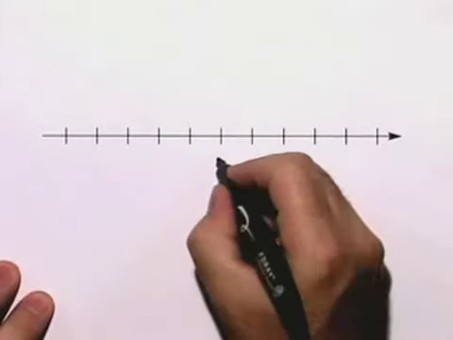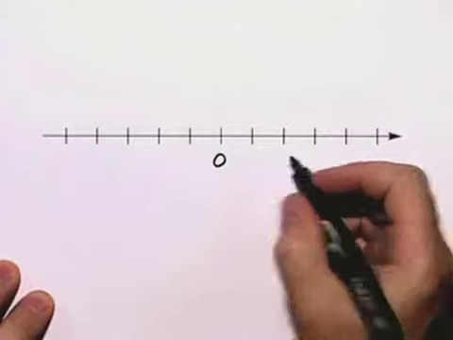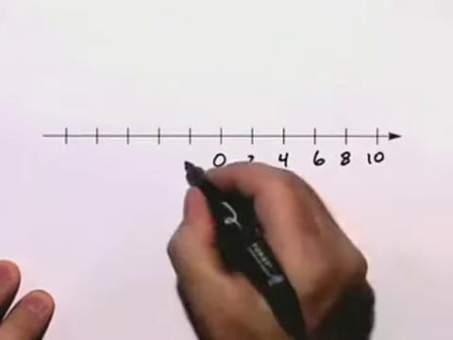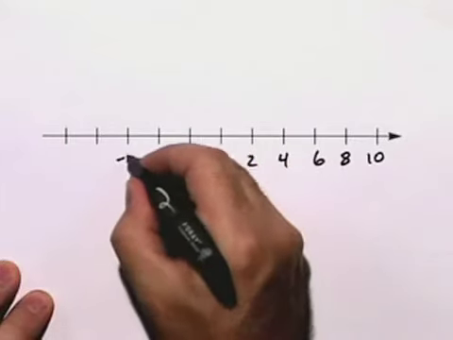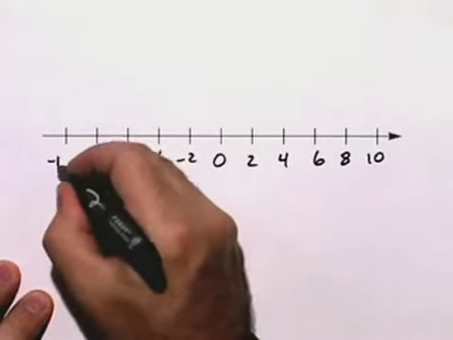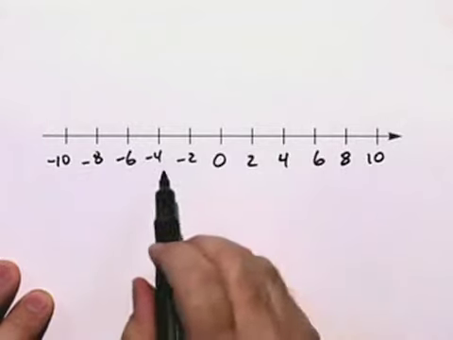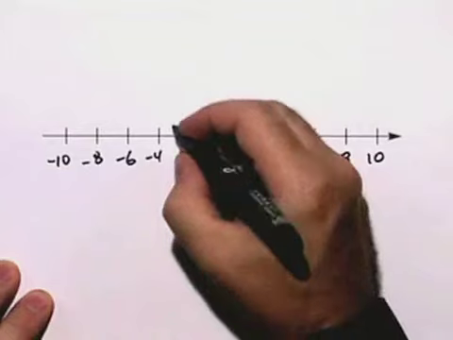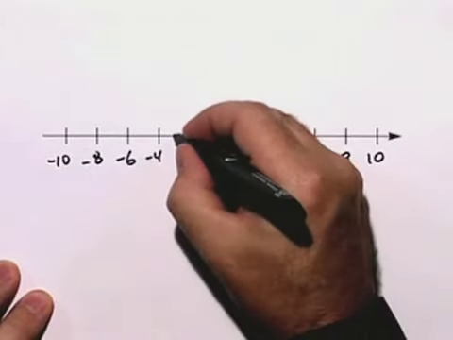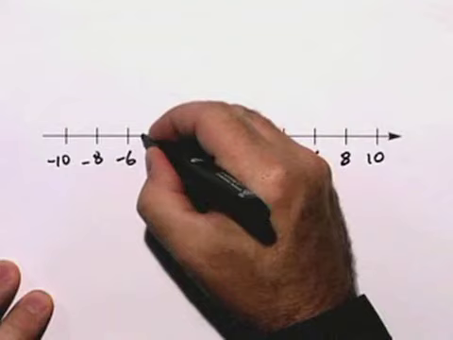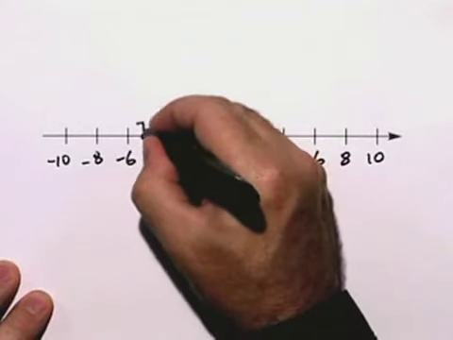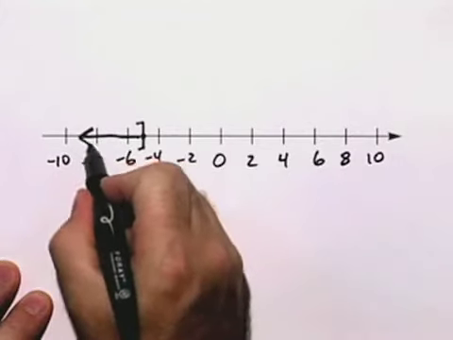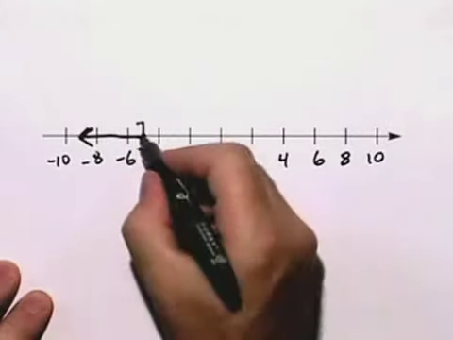So we'll go ahead and use 0 here in the middle. We'll go on a scale of 2. So we'll do 2, 4, 6, 8, 10, negative 2, negative 4, negative 6, negative 8, negative 10. And we had two parts to graph. We have to graph negative infinity to negative 5, including negative 5. And we're going to draw an arrow that points to the left, to indicate this goes to negative infinity.